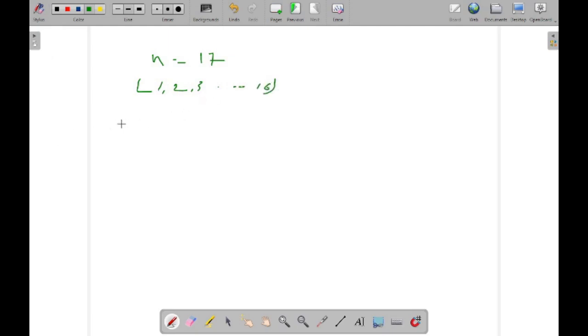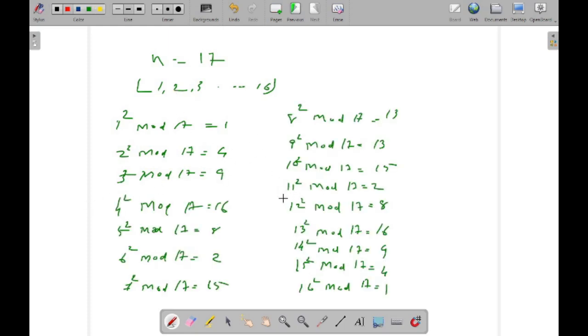Let us check what 1 square mod 17 is. It is equal to 1. 2 square mod 17 is equal to 4. And 3 square mod 17 is equal to 9. So we have calculated all the values from 1 to 16.